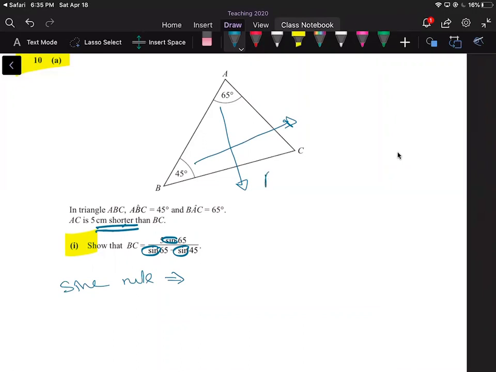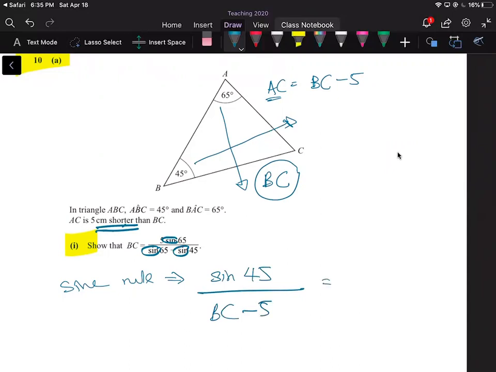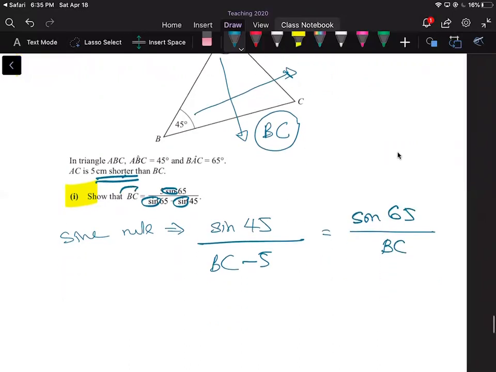So BC ini, so kalau AC is actually BC tolak 5, baru dah jadinya AC. So now I just have to use my sine rule. So sin 45 over BC minus 5 equals to sin 65 over BC. Okay. Yang next one is, you lihat di sini. Ia mau BC itu yang jadi subject.